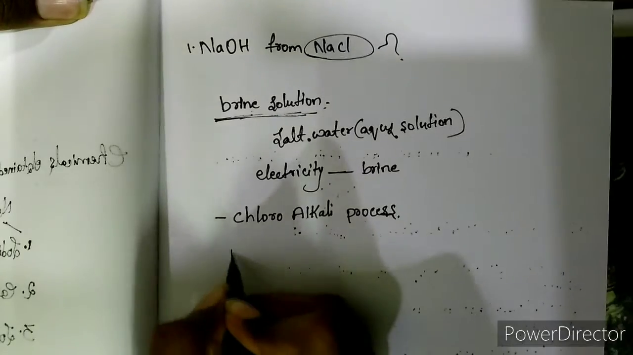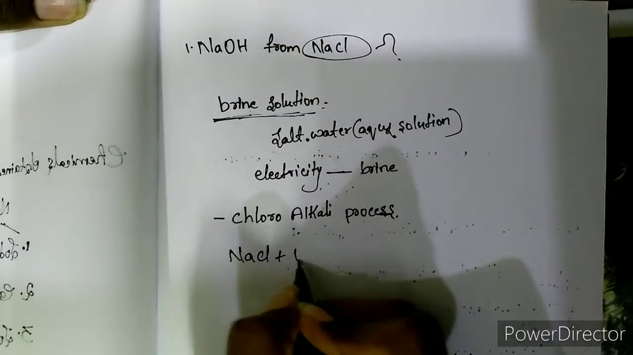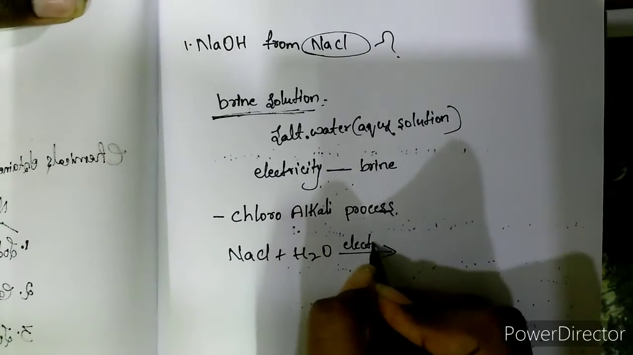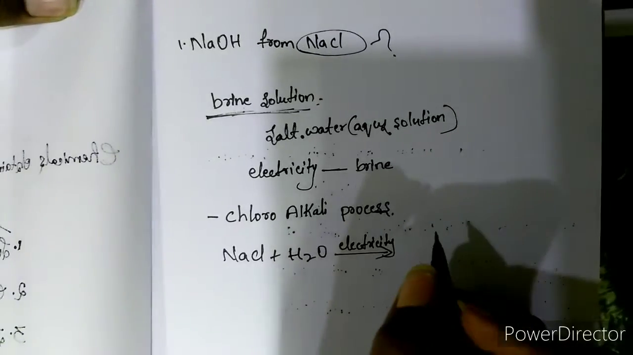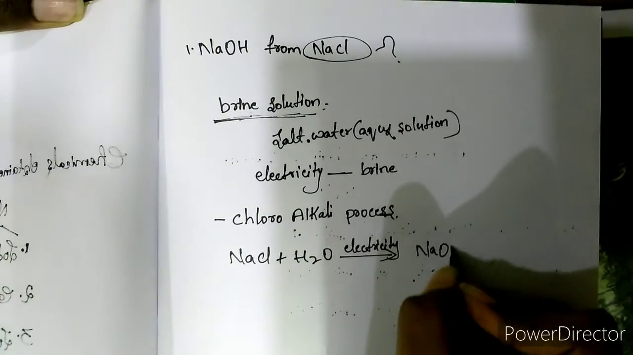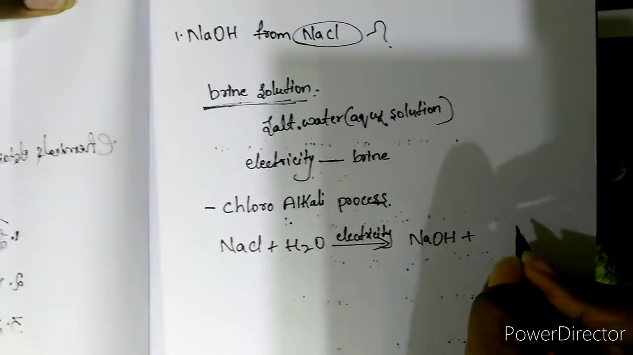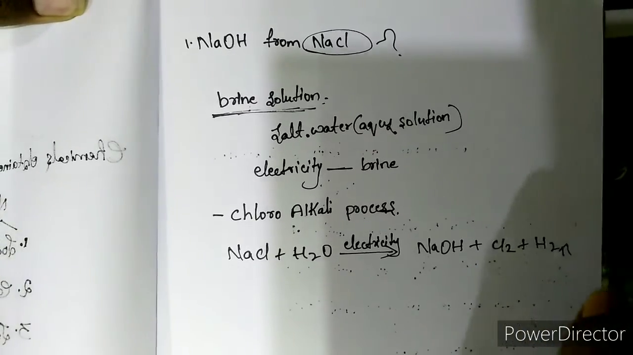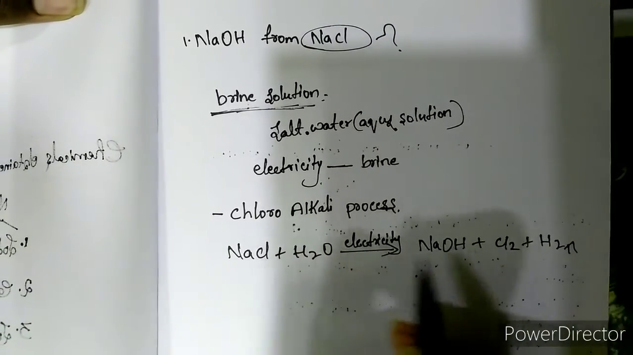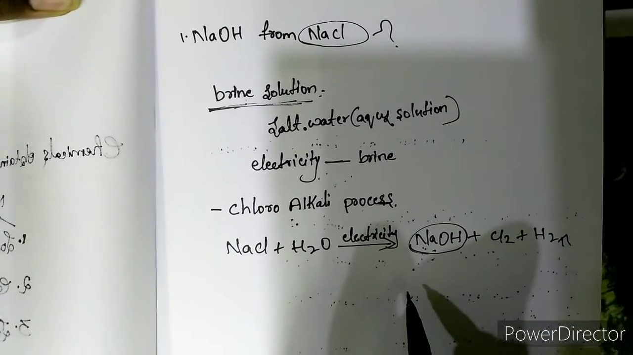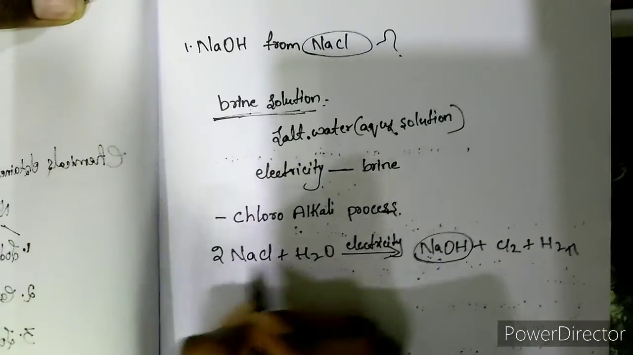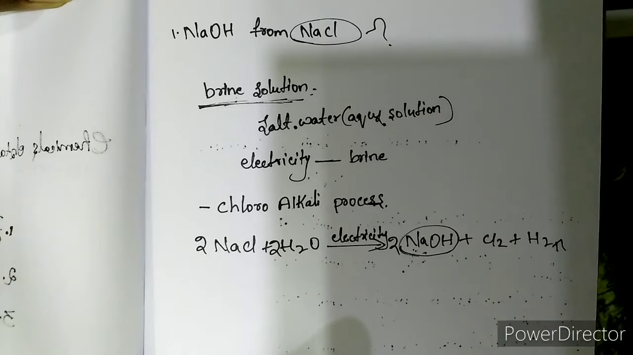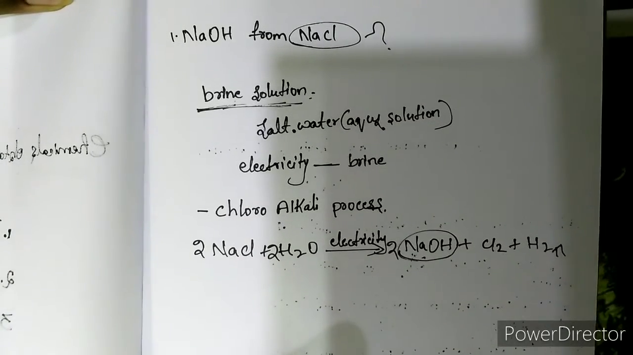Now NaCl, salt, plus H2O, salt water. This is aqueous. If we pass electricity through this, NaOH, sodium hydroxide, plus chlorine, Cl2, plus H2, hydrogen gas is evolved. If we pass electricity through this, the caustic soda is formed. We balance the equation: 2NaCl, 2H2O, 2NaOH. This is the formation of sodium hydroxide or caustic soda from common salt.